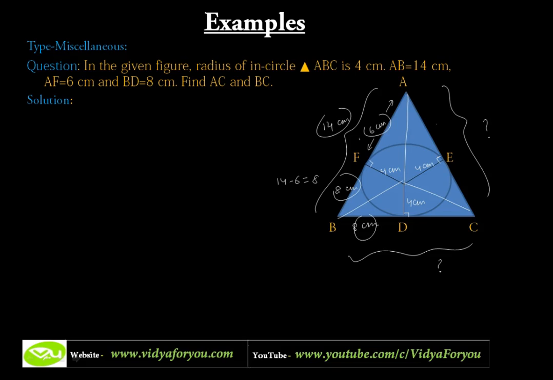How? Let's try to use the congruency theorem. So in the triangles, this 90 degree is the same. This radius is the same. Hypotenuse is common. So using RHS we can say triangle AOF is congruent to triangle AOE. So this will come as 6 centimeter. Now somehow if we find this much, we can give the value of overall BC and AC. Okay, so how to find that?